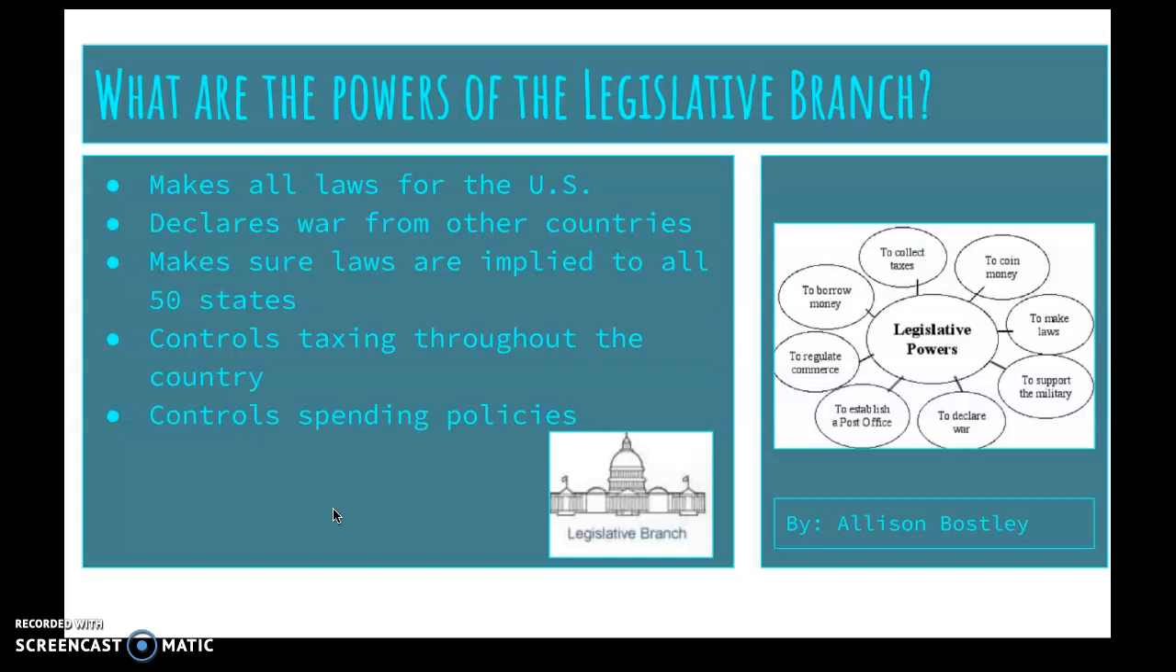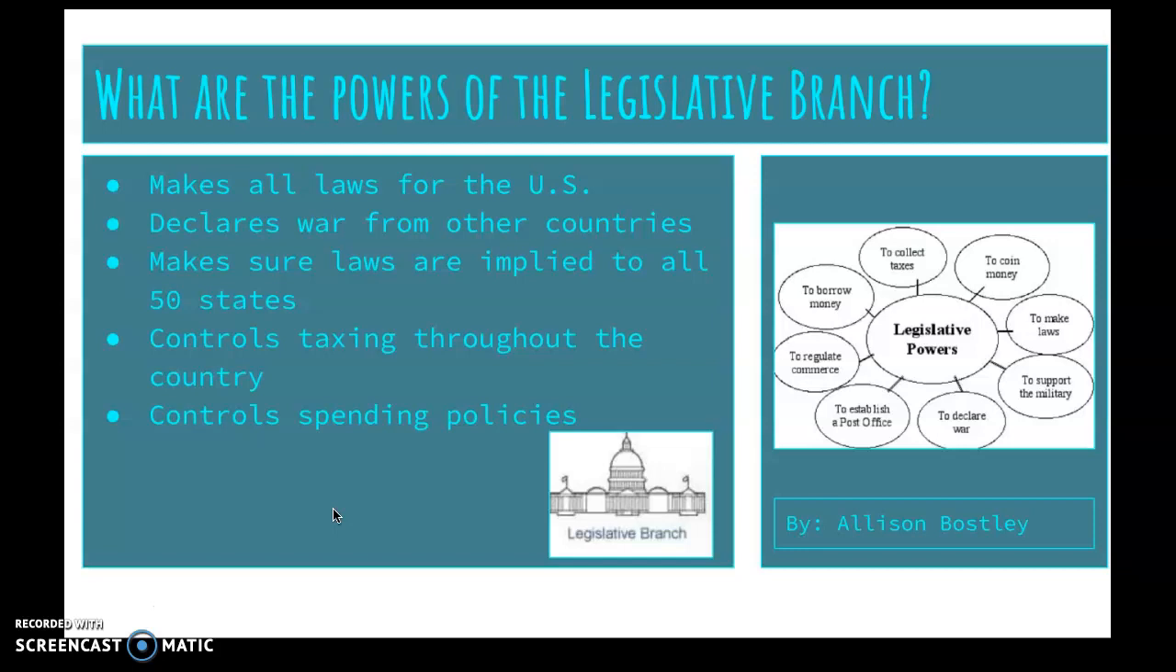They lay out the formats when we think about healthcare changes in our country, when we think about the pandemic and stimulus checks and stimulus packages. They're the ones that put together the laws around that. They declare war. So ultimately, if we do go to war with another country, they are the ones that declare war. That gets a little sticky with the executive branch, and we'll talk about that when we get into the executive branch. They make sure the laws are applied to all 50 states equally.